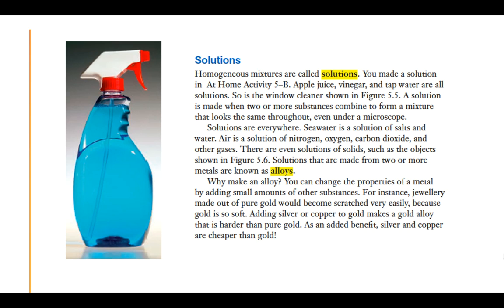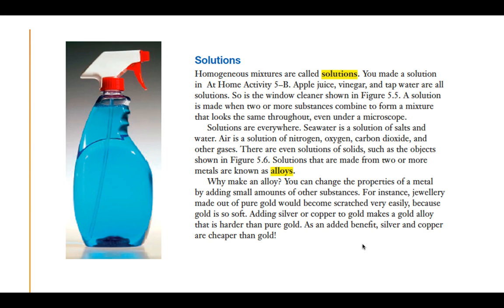So solutions are everywhere. Seawater is a solution of salts and water. Air is a solution of nitrogen, oxygen, carbon dioxide, and other gases. There are even solutions of solids, such as the objects shown. So solutions that are made from two or more metals are known as alloys. So what is an alloy?